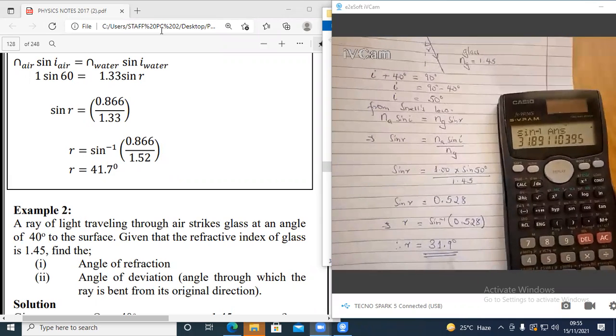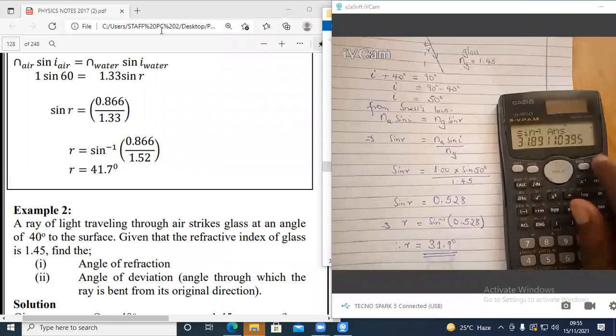That is the angle of refraction. The angle of refraction must always be less than the angle of incidence, but it depends on how light is moving from one medium to another. If it's moving from air to glass, the angle of refraction in the glass must be less than the angle of incidence. But if it's moving from glass to air, the angle of refraction must be more than the angle of incidence. Are you together, members? Why? Because of the difference in optical densities.